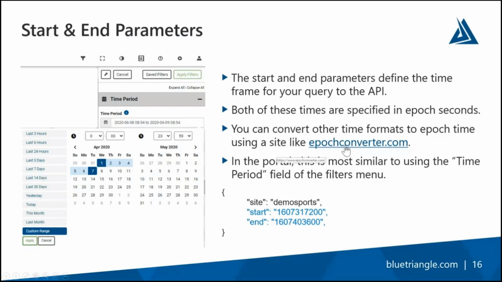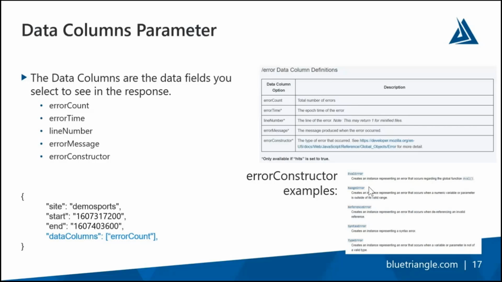Also, a quick side note, epochconverter.com is a great tool for converting human readable time into epoch. So check that out if you're working with the API a lot. So that's the start and end parameters. The last thing is the data columns.